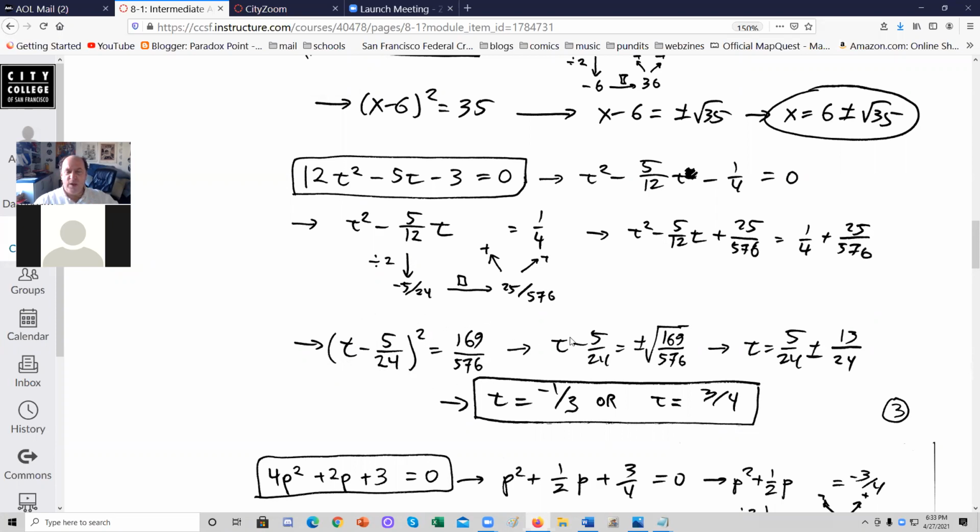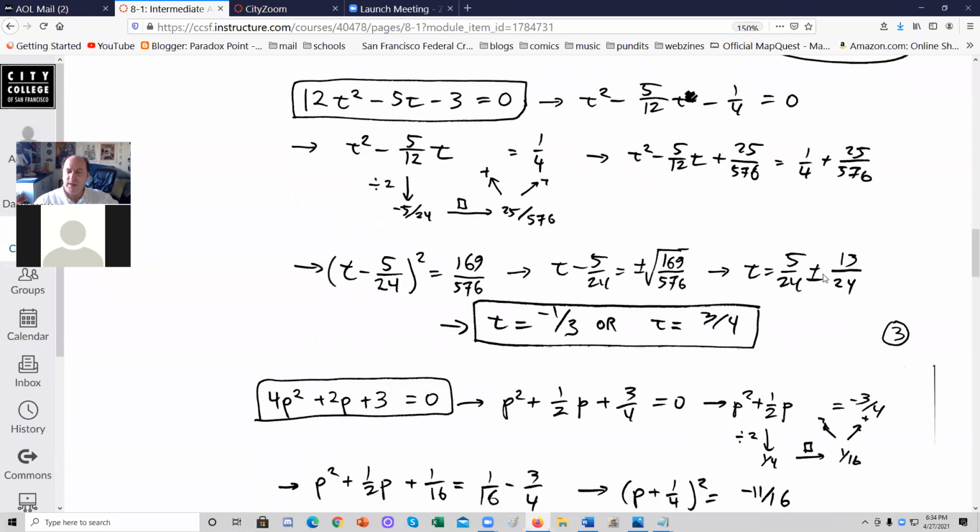Take square roots. So t minus 5/24 is plus or minus the square root of 169 over 576. Now it so happens that the square root of 169 is 13, and the square root of 576 is 24, which is what we had before. And then transpose the 5/24, so you get t equals 5/24 plus or minus 13 over 24. And okay, with a plus and a minus. With a plus, you get 3/4. With a minus, you get minus a third. t is minus 1/3 or t is 3/4.